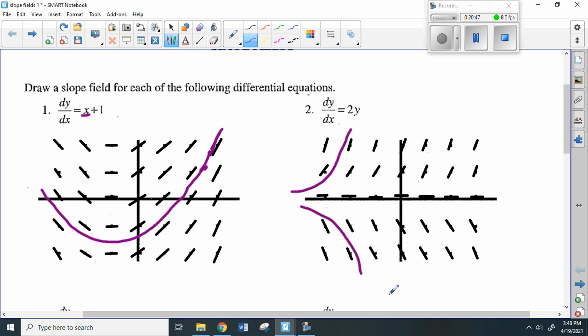There you go. So again, if your differential equation only has an x in it, you are going to have columns of parallel slopes. If it only has a y, you're going to have rows of parallel slopes. The idea of a slope field is that it represents a family of curves, so you should be able to see some sort of shape, and that shape should represent the solution to the differential equation. If you integrated an x, you would go back to an x squared function, so you should see a parabola.